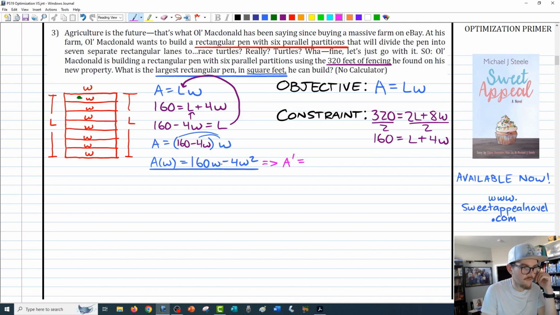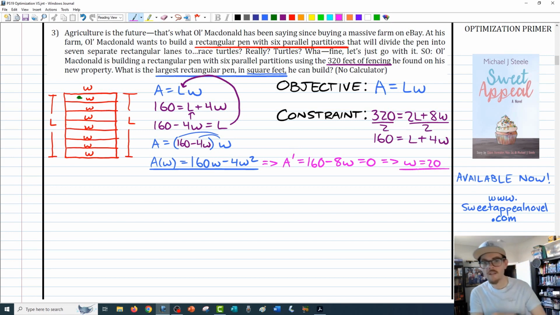Drop the W, but I took the L. It's not been a good day victory-wise. So the derivative here is going to be 160. By the way, we're differentiating with respect to W, so this makes sense. 160 minus 8W, and we want critical numbers. And this equation is almost trivial. I'm going to trust that you can get W equals 20 from here really quickly. So cool. We've got W equals 20.